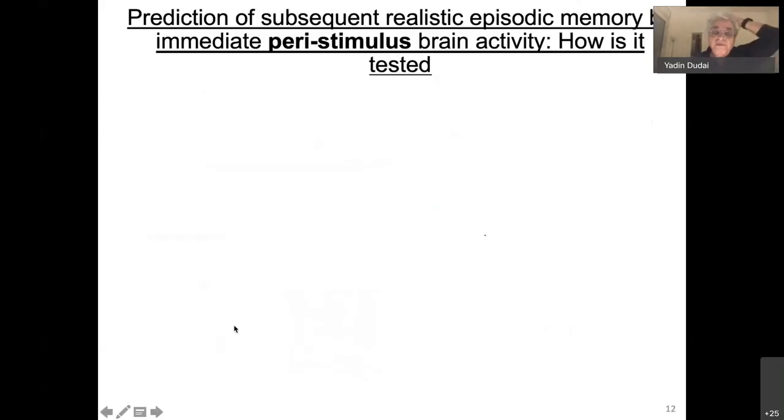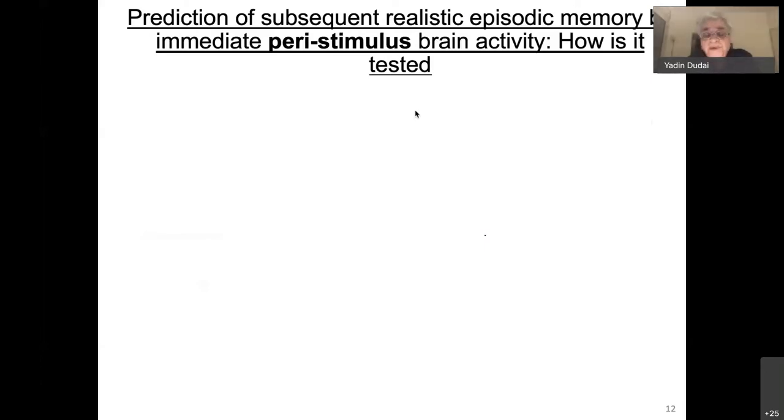So if we do these kind of things, the question is, how do we study whether there are signatures, or activities in the brain, not only during the episode, but also before the episode and after the episode, that are important for subsequent memory? The protocol is called subsequent memory. It's an old protocol. Old in science. It's from the 70s, before these scanners were even invented.